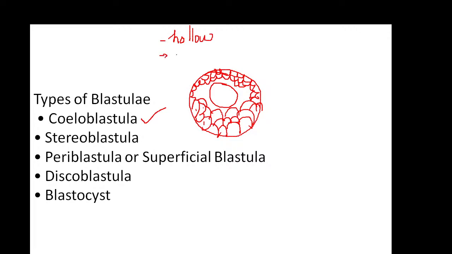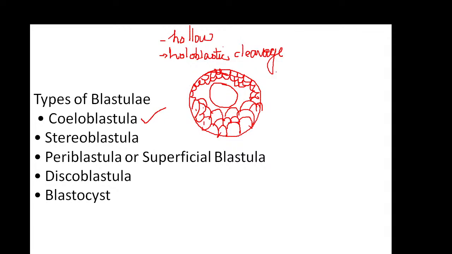Second point, it is formed as a result of holoblastic cleavage. Holoblastic cleavage is a type of cleavage in which the egg is divided completely into two halves. That's known as holoblastic cleavage. Coeloblastula is formed as a result of holoblastic cleavage. Holoblastic cleavage is also called complete cleavage. What is complete cleavage? We studied two types: equal holoblastic cleavage and unequal holoblastic cleavage.